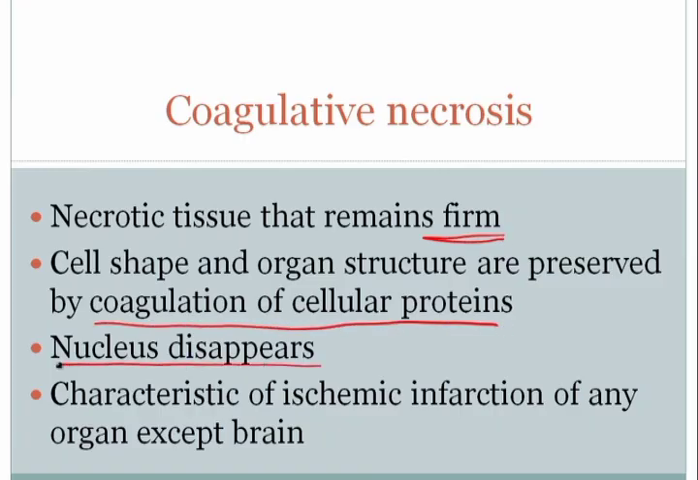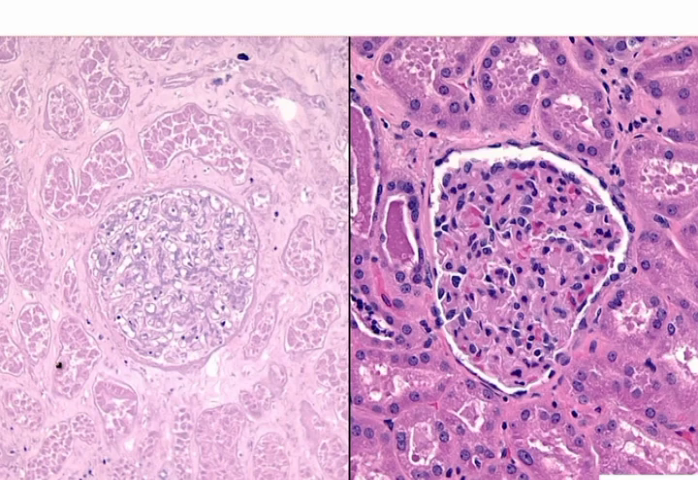However, the nucleus disappears. The characteristic circumstance in which coagulative necrosis occurs is ischemic infarction. Every organ in the body that undergoes ischemic infarction will actually exhibit coagulative necrosis. The only exception is the brain. So, again, coagulative necrosis is seen with ischemia of any organ except the brain. Here's an image from your text, figure 1.5, that just highlights what we mean by coagulative necrosis.